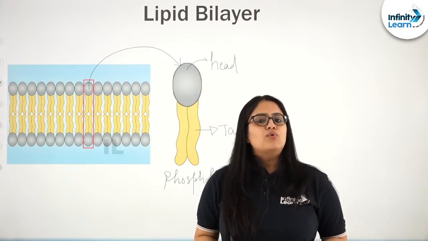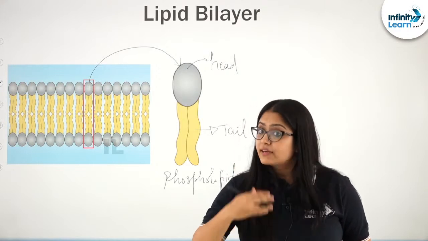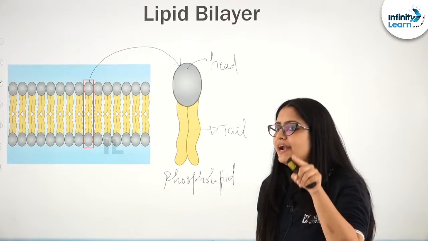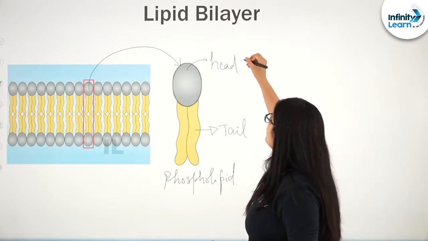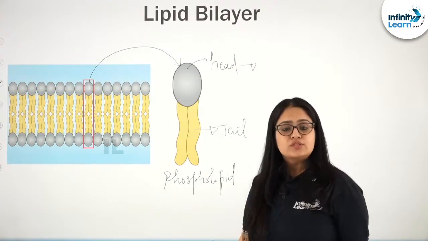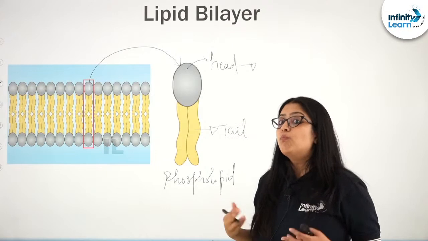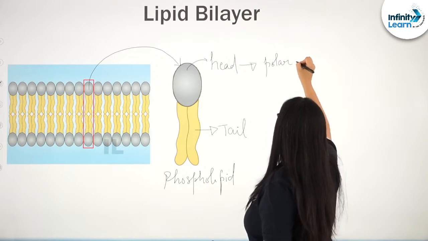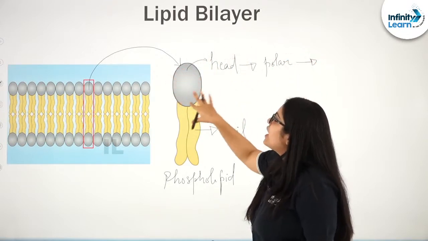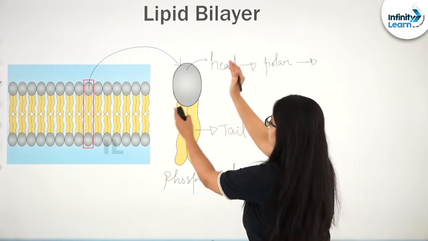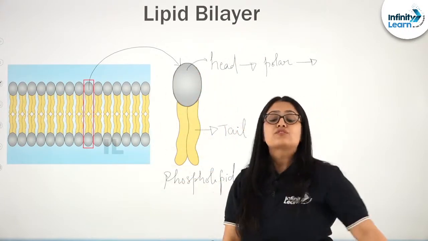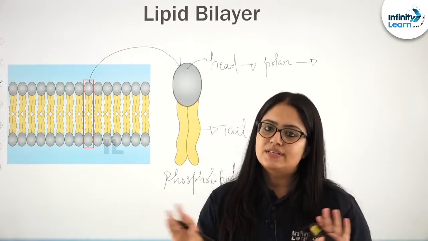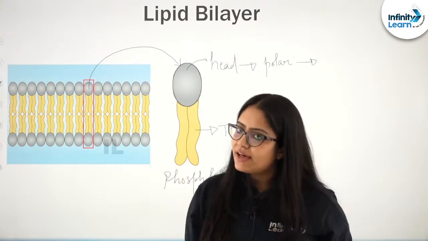Now let us talk about the chemical nature, the chemical nature of the head and tail specifically. Talking about the head, students, the head is actually polar in nature, right? Whatever structure is present in the head is actually polar in nature. When I say polar, that means positive and negative charges are present at the poles. It possesses certain polarity, right?